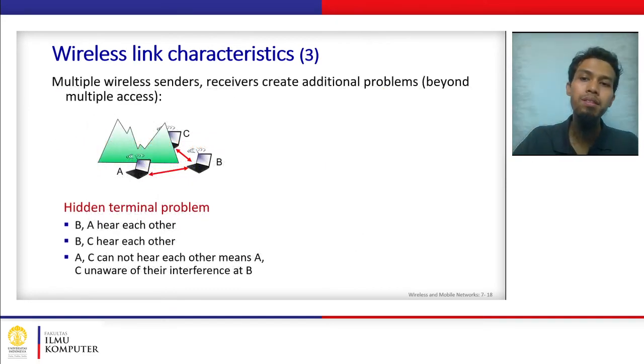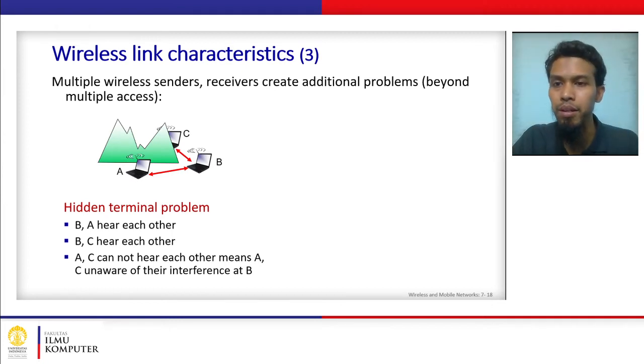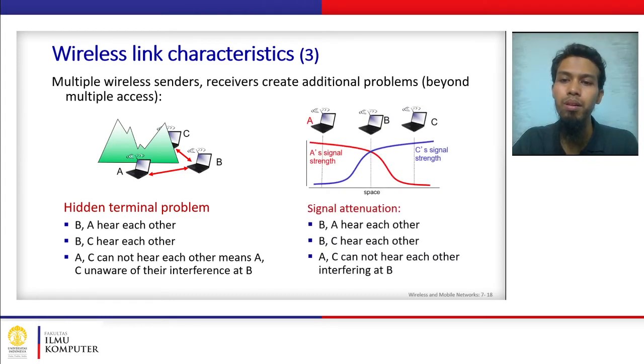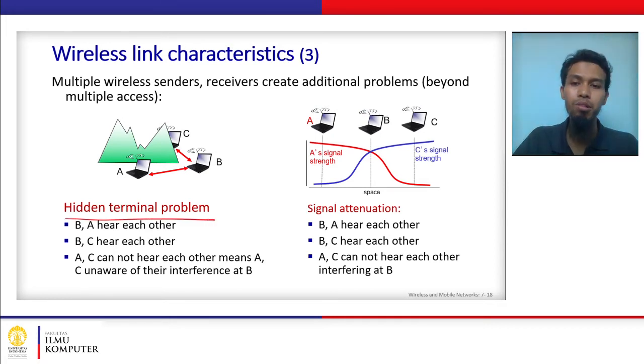Now the third characteristic in wireless links is an additional problem sometimes called the hidden terminal problem. The hidden terminal problem is not really as illustrated here. Let's say there is an obstacle, so terminals C and A cannot communicate. But the way we can see it is simply that C is not in the range of A, and A is not in the range of C. So they cannot communicate directly with each other.